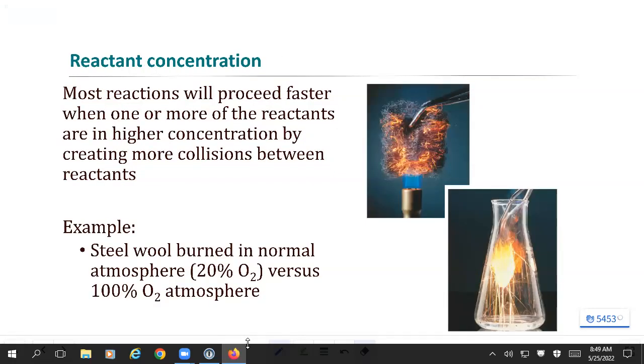We can also look at reactant concentration. Now, we're going to spend a good bit of tomorrow focusing very much on reactant concentration. But just a general idea, we can have an illustration here. Reactions are going to go faster when we have more reactants. That's the general concept here. So in both of these cases, we are burning steel wool. Have you ever burned steel wool in a flame? It kind of looks like that.